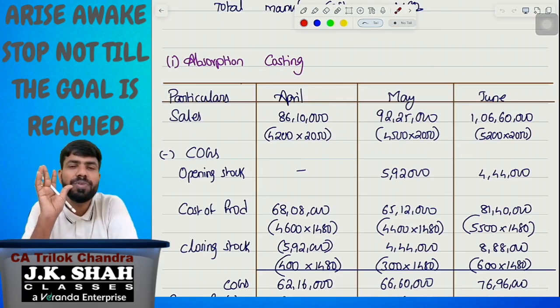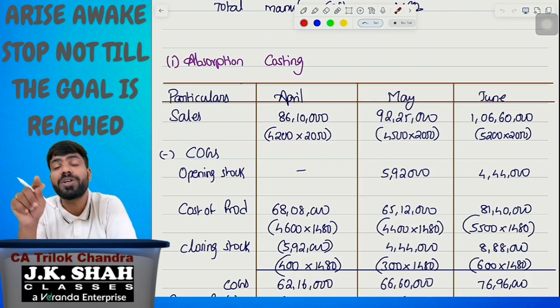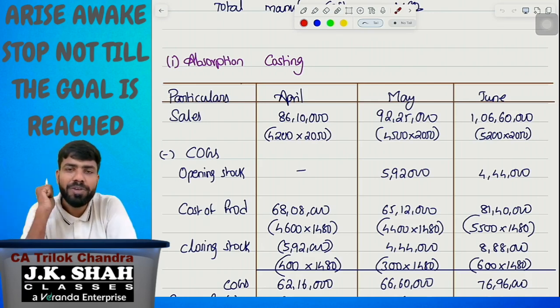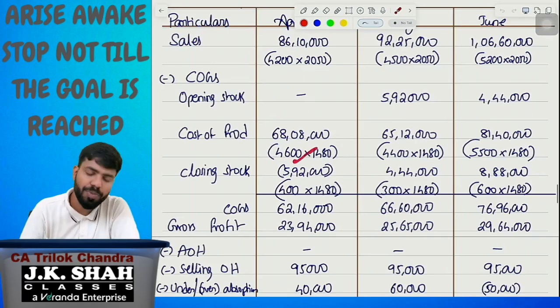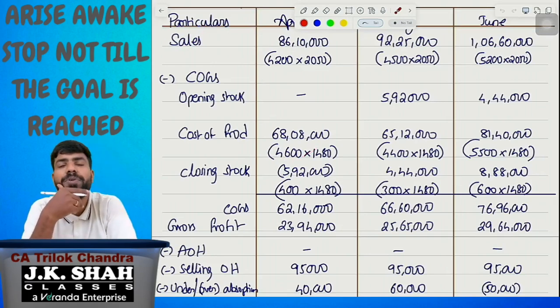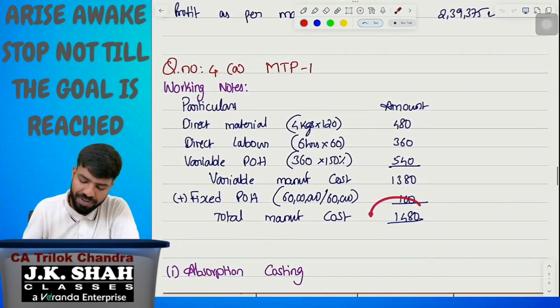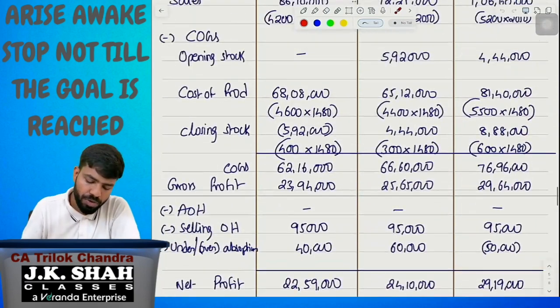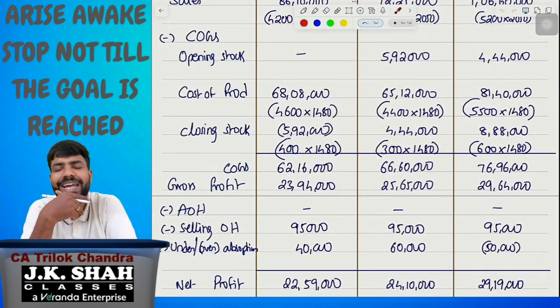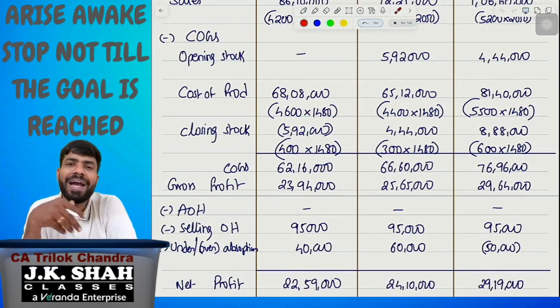How many units produced? We will get the cost of production units. 4,600 units were produced. We are under the absorption costing system, so take the total manufacturing cost of 1,480. So 4,600 into 1,480 is 68 lakh 8,000, minus closing stock.